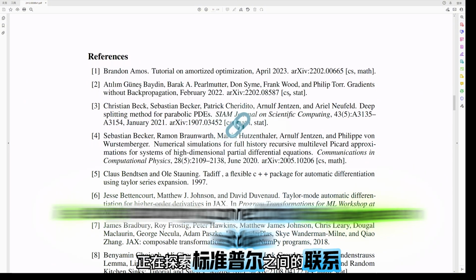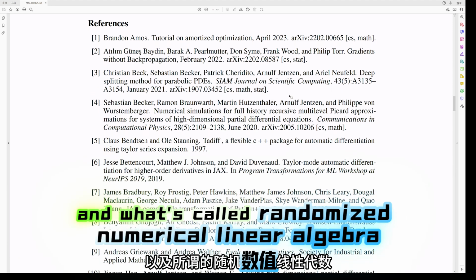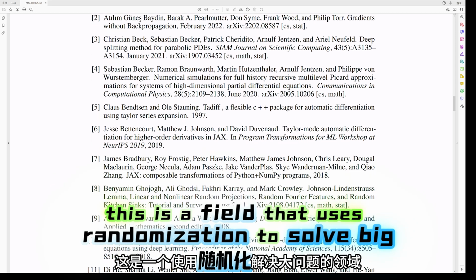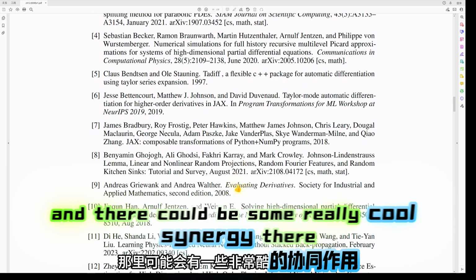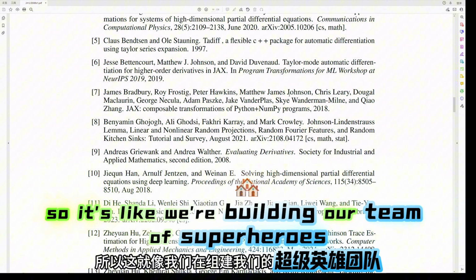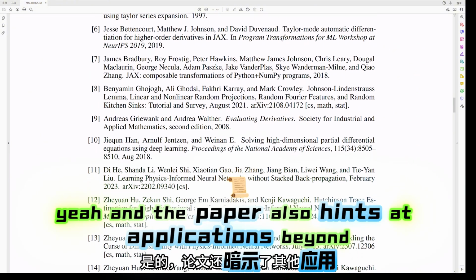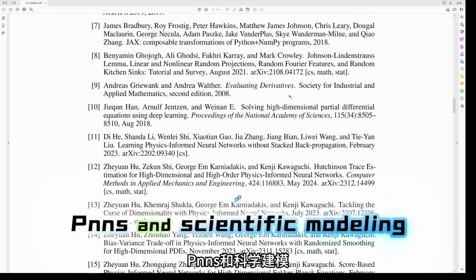Another really cool area is exploring connections between STDE and what's called randomized numerical linear algebra. This is a field that uses randomization to solve big linear algebra problems, and there could be some really cool synergy there. So it's like we're building our team of superheroes, and they each have their own unique abilities. Yes, and the paper also hints at applications beyond PINNs and scientific modeling. Oh, really?